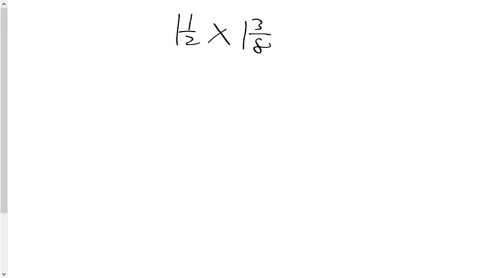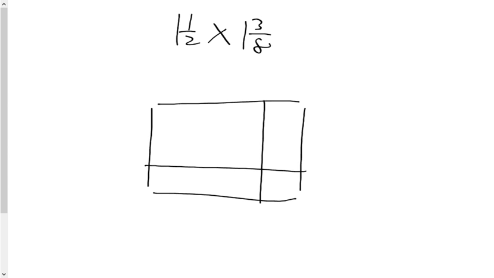And finally, your last question is a mixed fraction multiplied by a mixed fraction. And for this, we're going to use our area model. So 1.5 is going to be the distance. 1 is going to be the distance from here to here, and 1/2 is going to be the distance from here to here. So 1.5 is the total distance multiplied by 1 3/8.